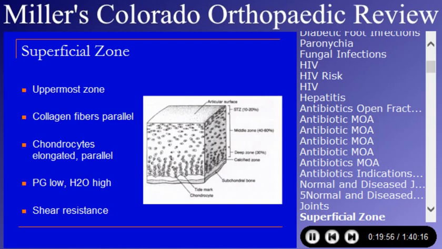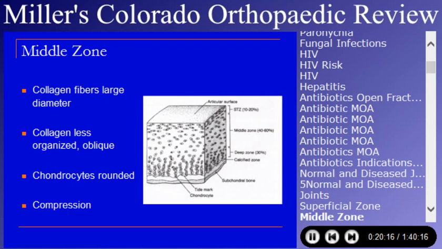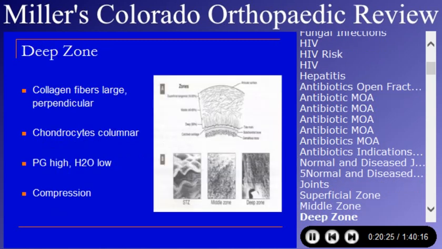The middle zone has collagen fibers of a larger diameter. They're not very well organized. They're not parallel like they are in the upper zone or perpendicular like they are in the next zone. The chondrocytes are rounded. Proteoglycan levels increase, and this primarily serves as resistance to compression. The deep zone has large collagen fibers which are oriented perpendicular to the joint surface. The chondrocytes are columnar. This is the highest level of proteoglycans, and water levels are low, and again this functions primarily in a compression mode.